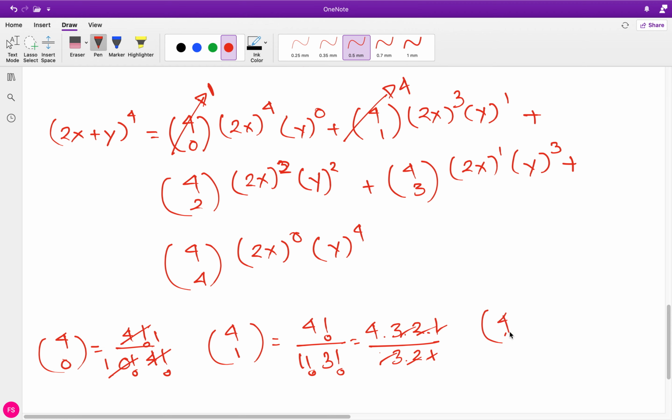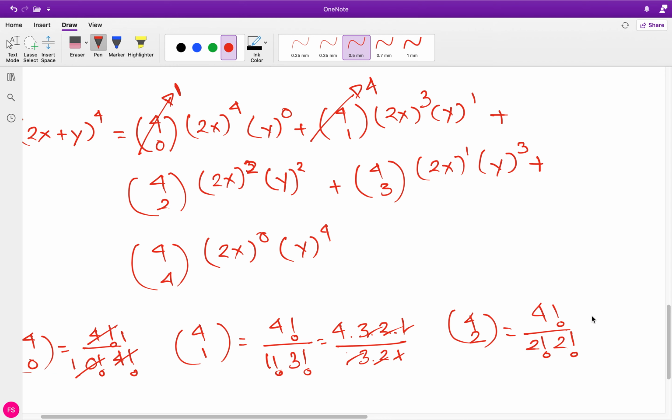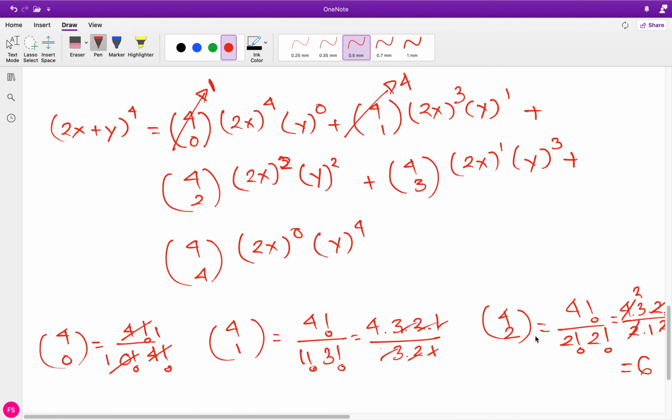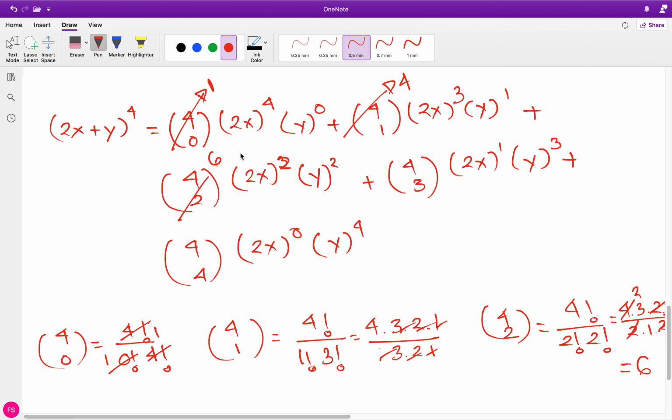Then you have 4C2. This equals 4 factorial over 2 factorial and then 2 factorial. How to calculate it? 4 factorial means 4 times 3 times 2 times 1. 2 factorial is 2 times 1, and then 2 times 1 again. The 2 times 1 and 2 times 1 get cancelled out, and then you can divide this, so you will have 6. So this equals 6.